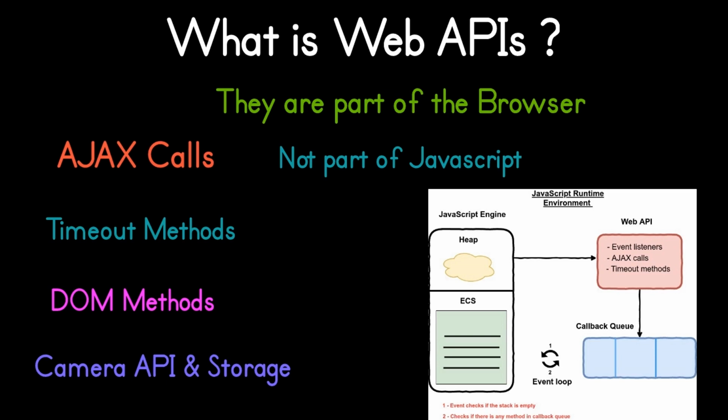Also accessing the user's web camera, storage APIs, session storage, local storage, all these things are not part of JavaScript. They are provided by the browser in the form of web APIs. So these are the special gifts, you may say, that are provided by the browser. In the figure itself, you can see our web API is communicating with the callback queue and the JavaScript base engine. Whenever JavaScript wants to use these things, they are provided by web APIs.